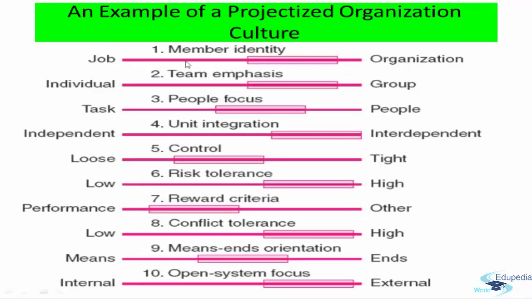Here, as you can see, each member identifies with the organization, and team membership is more group based. It's mostly people focused, with some amount of task focus, and interdependent unit integration. Control is pretty decent, not great, not loose. Risk tolerance is pretty high. This is more like startup companies and small companies where they are ready to take risk. If your company becomes bigger, like TCS, Infosys, Wipro, they cannot allow you to take more risk.